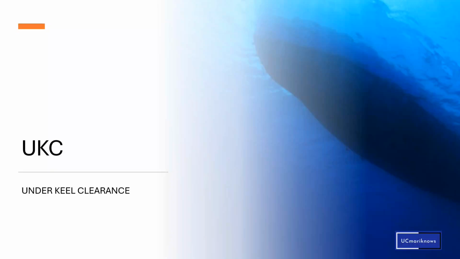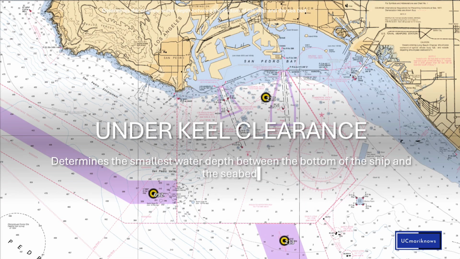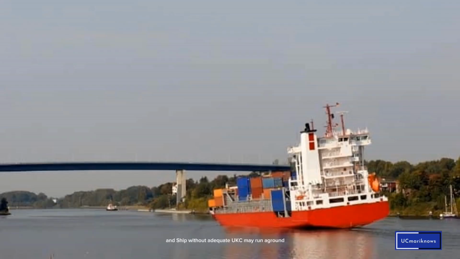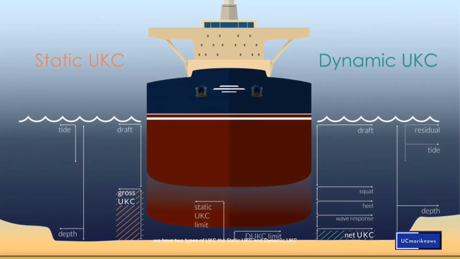UKC, or Underkeel Clearance, determines the smallest water depth between the bottom of the ship and the seabed. A ship without adequate UKC may run aground. We have two types of UKC, the static UKC and dynamic UKC.